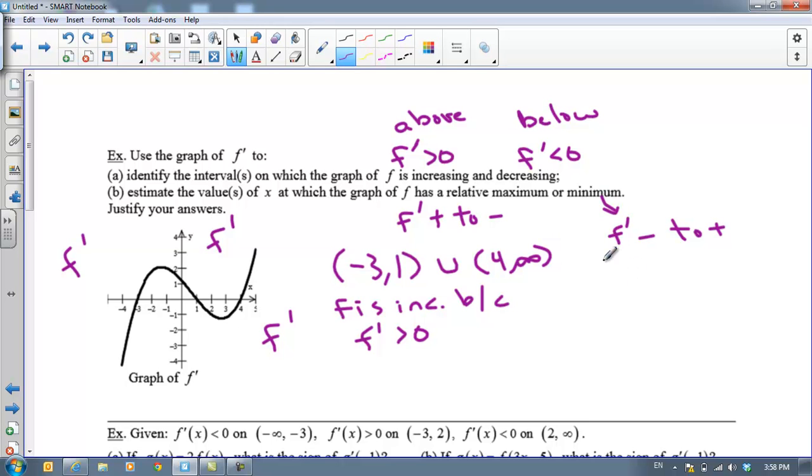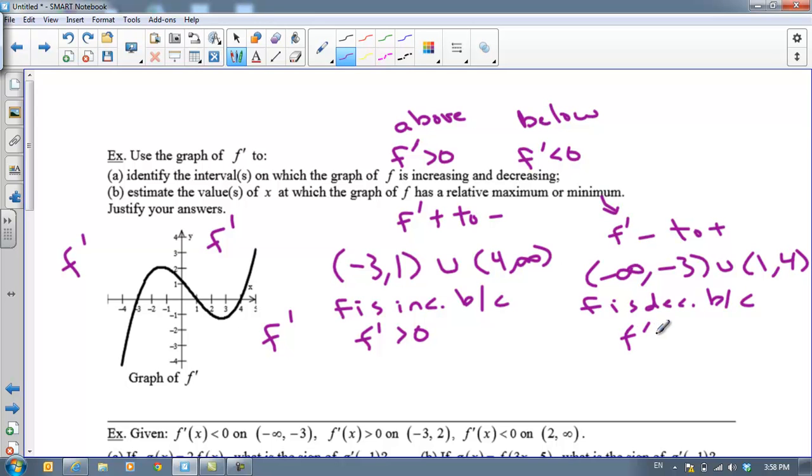So I'm going to use parentheses, and I'm going to say that it is below from negative infinity up to negative 3, unioned with 1 to 4. F is decreasing because f prime is negative. Now what else do we know?